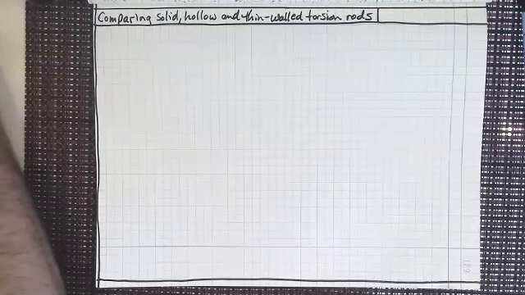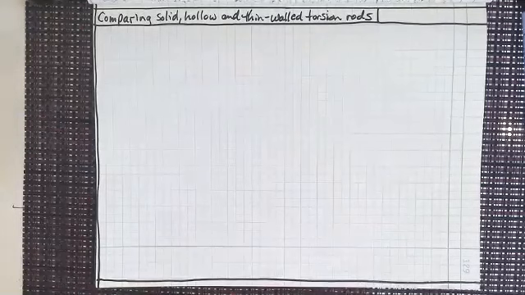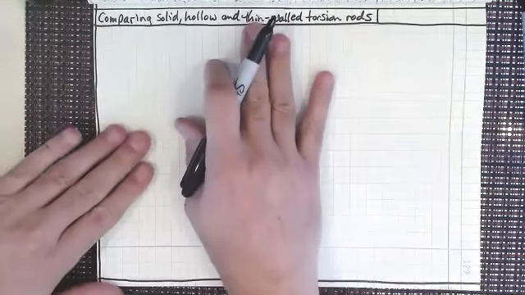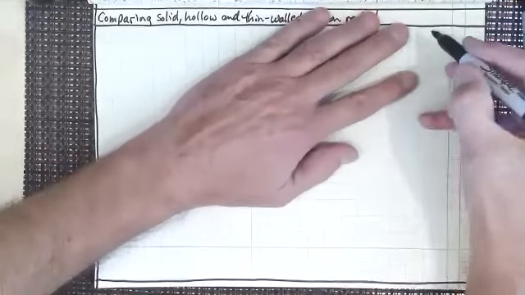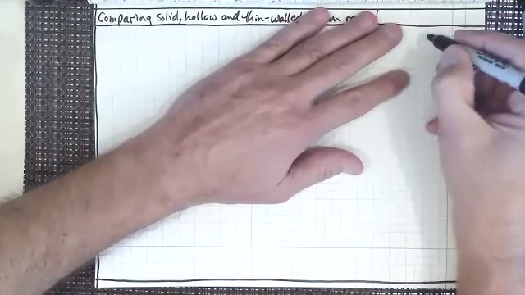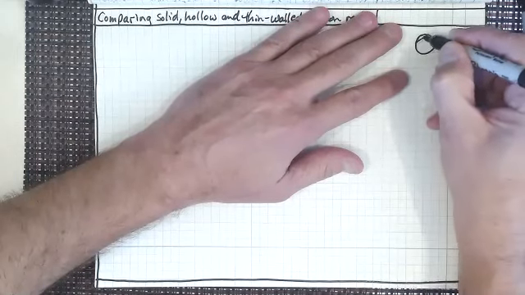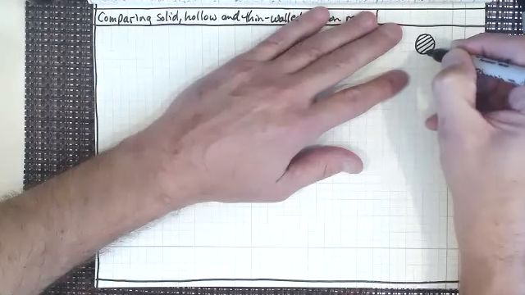Hello, class. I'm back. I want to do a lecture. This is actually one of my favorite lectures to do. I like comparing and showing the comparison between the three different types of torsion rods that you would come in contact with throughout your lives, and of course, let's just draw these.